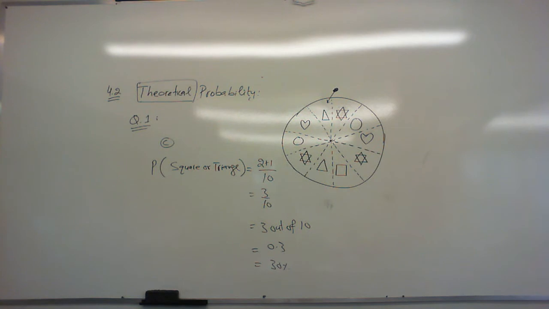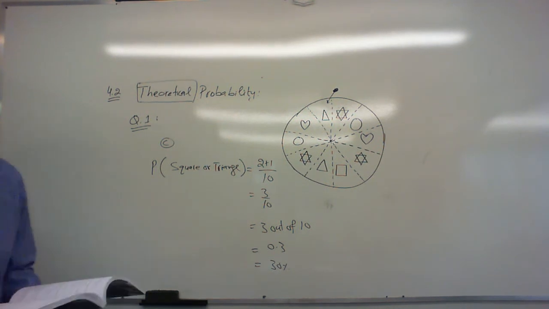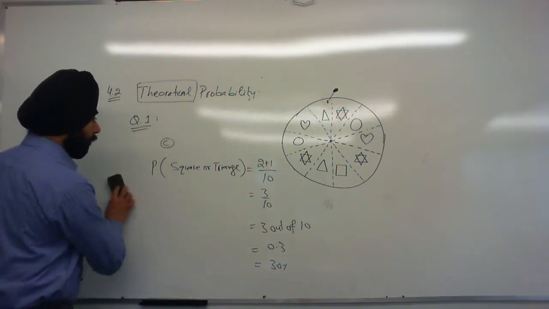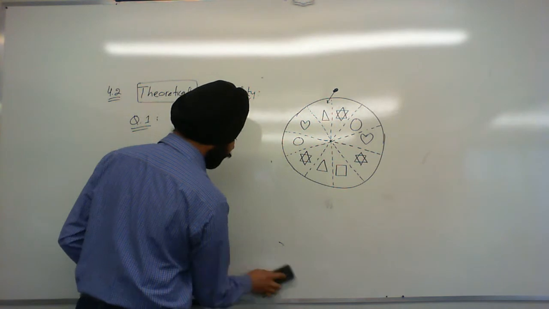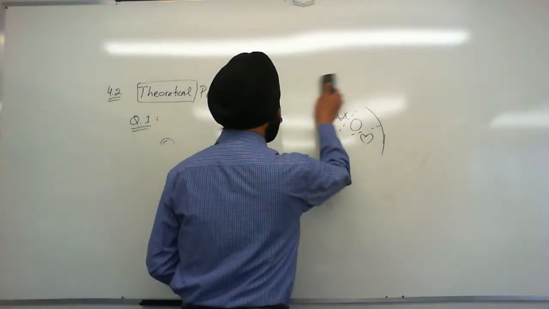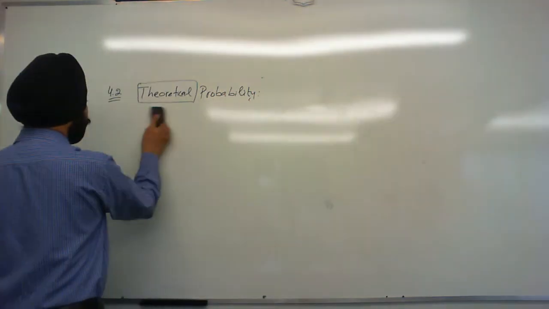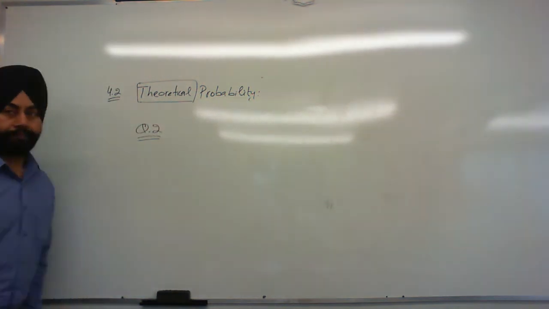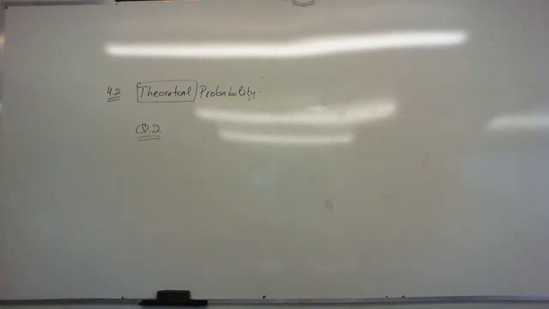Is it difficult? It's pretty easy, right? Just need to think about it. Okay, let's do another one. Question 2. A standard 6-sided die is tossed.